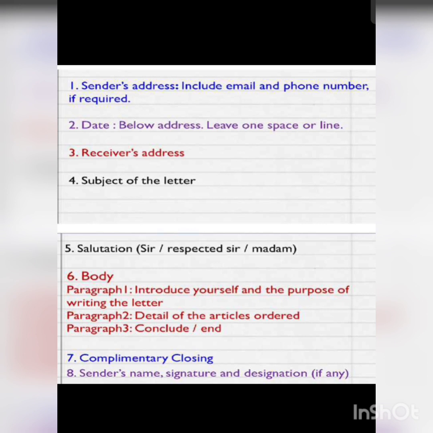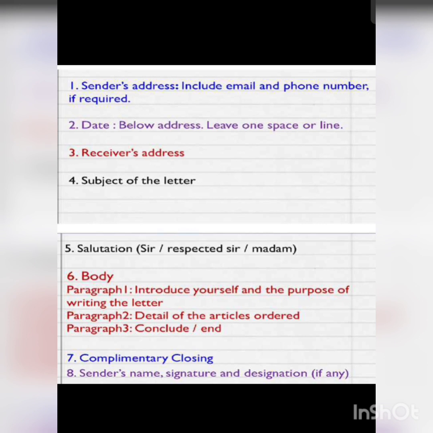Next is the salutation. Salutation means respected sir, respected madam. This only you can write. You cannot write dear, hi, no. This is a formal letter. So in a formal letter you can just write respected sir or respected madam. After writing respected sir or respected madam, that is the salutation. The next part is the body of the letter, the important part of the letter.